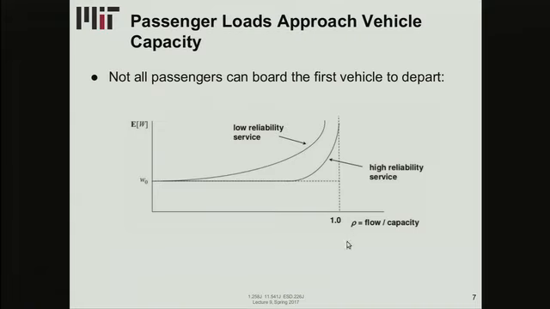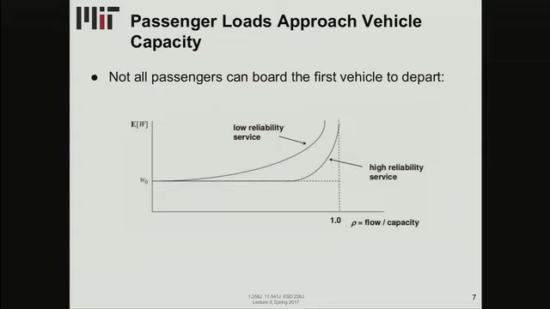So here on the horizontal we have rho, which is flow over capacity. You may have seen this kind of relationship from queuing theory. So when rho is 0, it means that you have some supply and nobody's using it, right? If rho is 0.5, then your capacity is double the demand, and that's okay usually. If rho is 1, your capacity equals your demand, and what we see is that the expected waiting time for service will start to approach infinity.